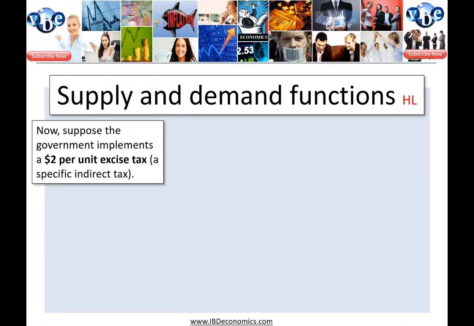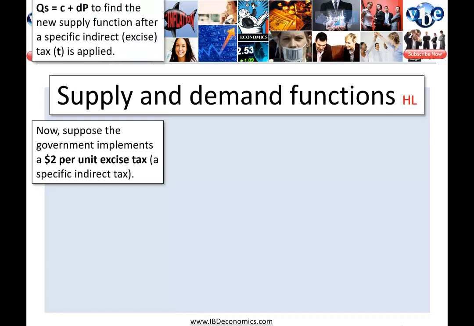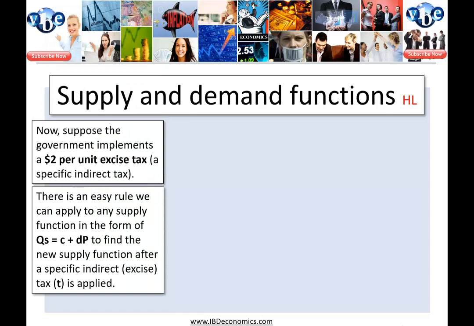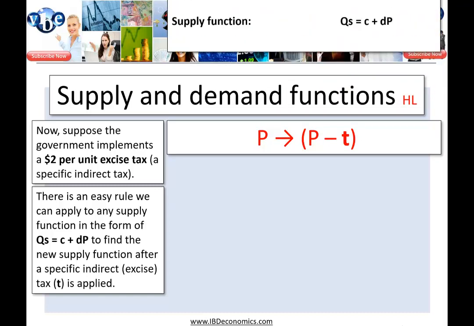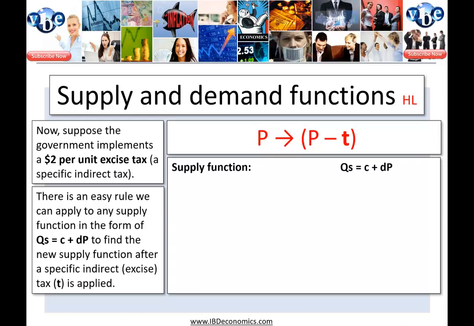Now we bring in our indirect tax. The government implements a $2 per unit excise tax, a specific indirect tax. Now there's an easy rule we can apply to any supply function in the form of QS equals C plus DP to find the new supply function after a specific tax is applied. Price becomes price minus the tax. So that's pretty simple, right?